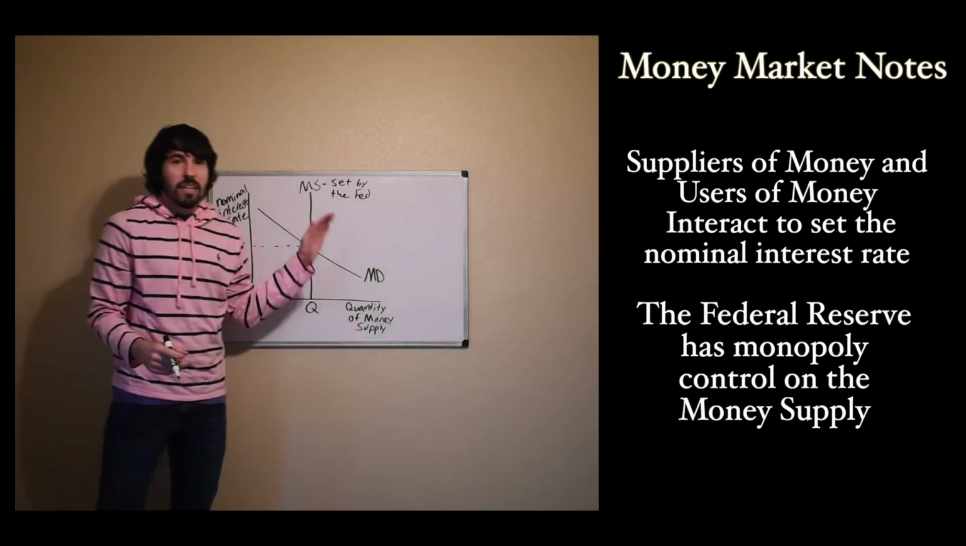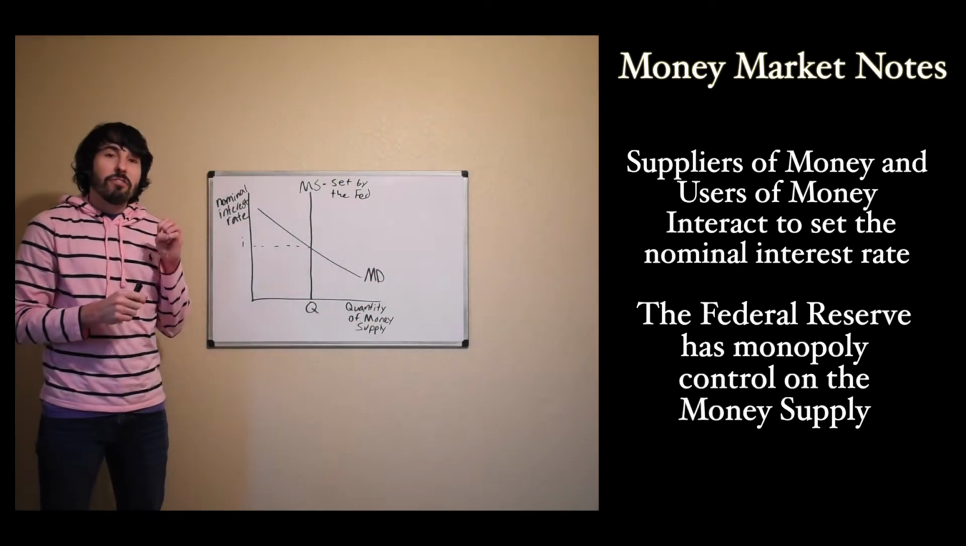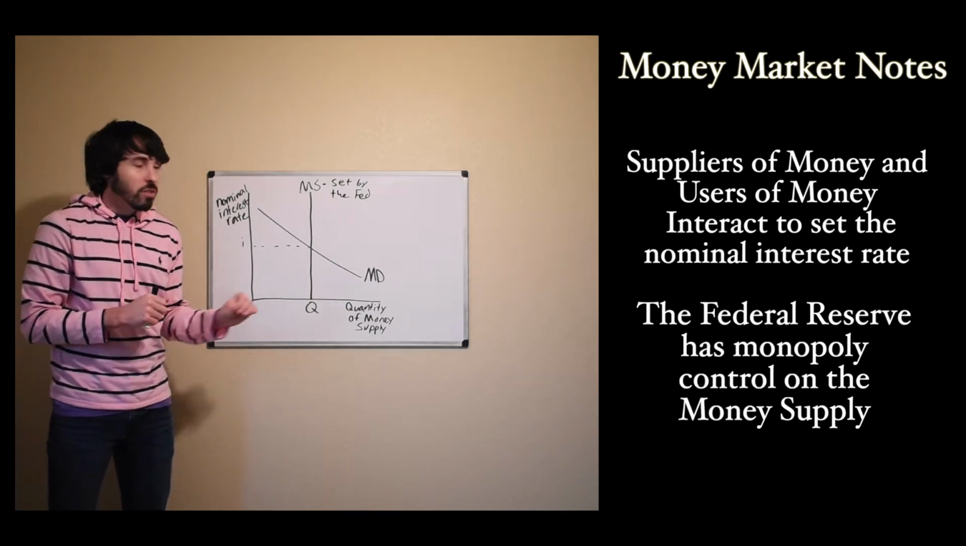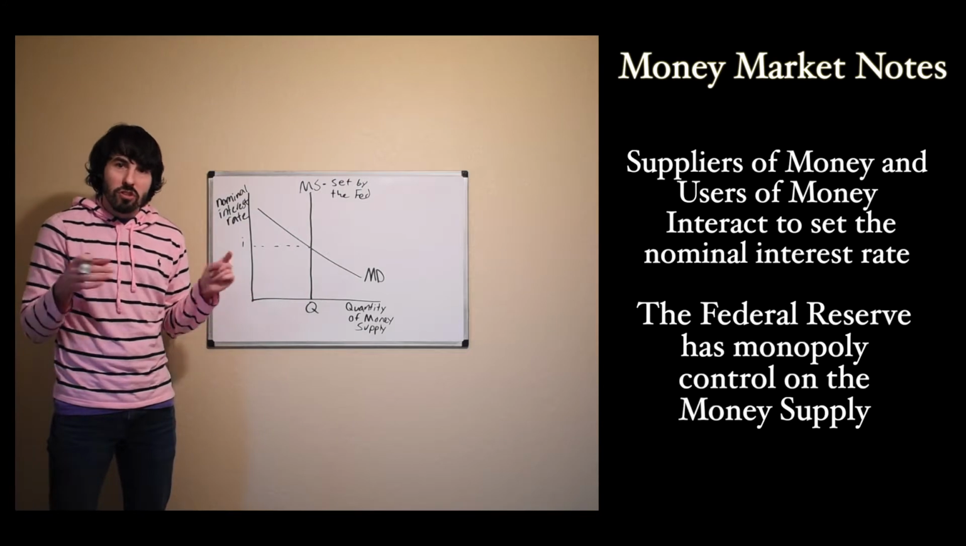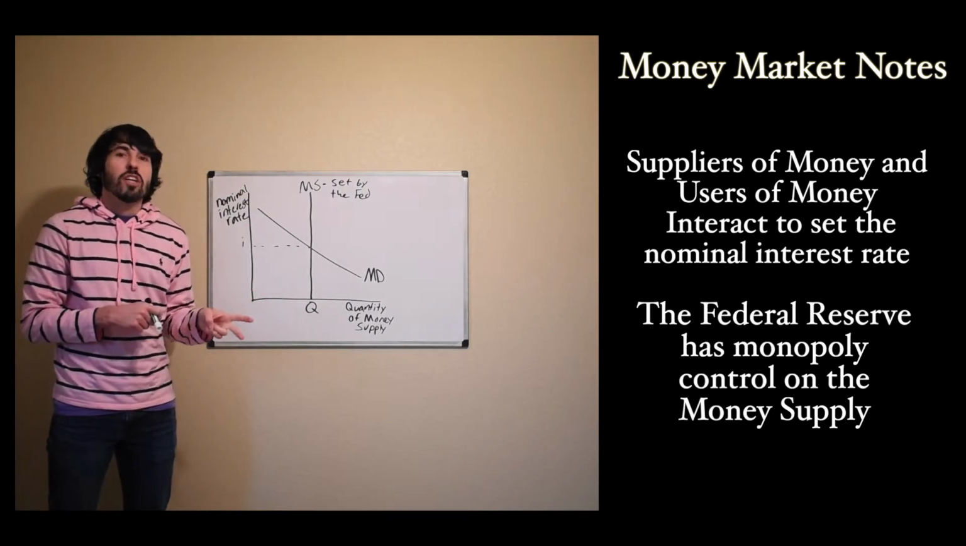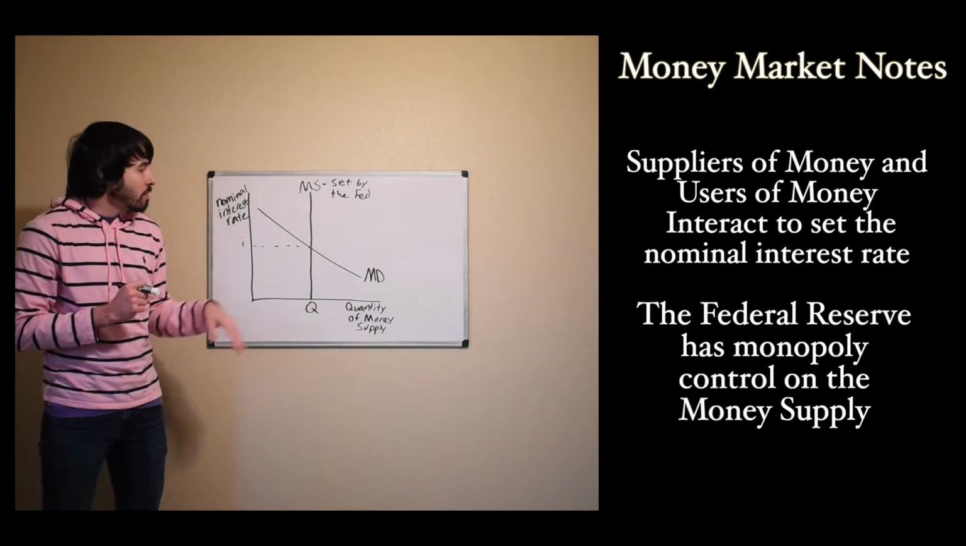Only the Fed can affect the money supply curve, and so because of that, it's straight up and down. If the Fed isn't using one of the three tools to affect money supply, this curve is not going to change. Remember, those three tools are the discount rate, reserve requirement ratio, and open market purchases or open market operations.